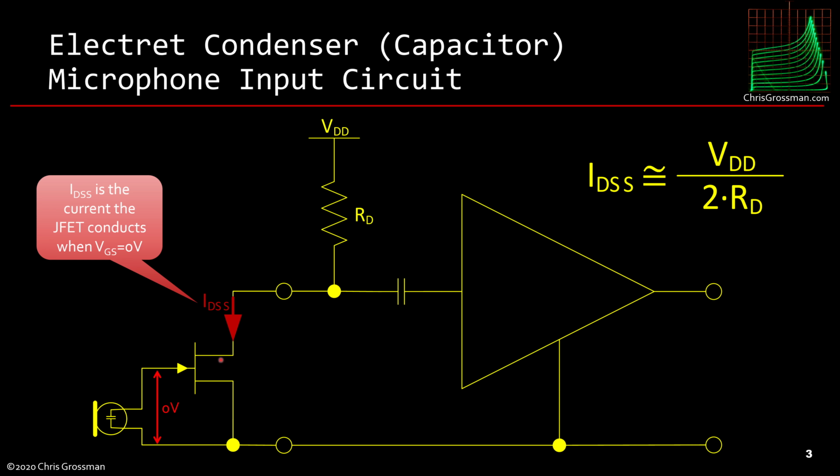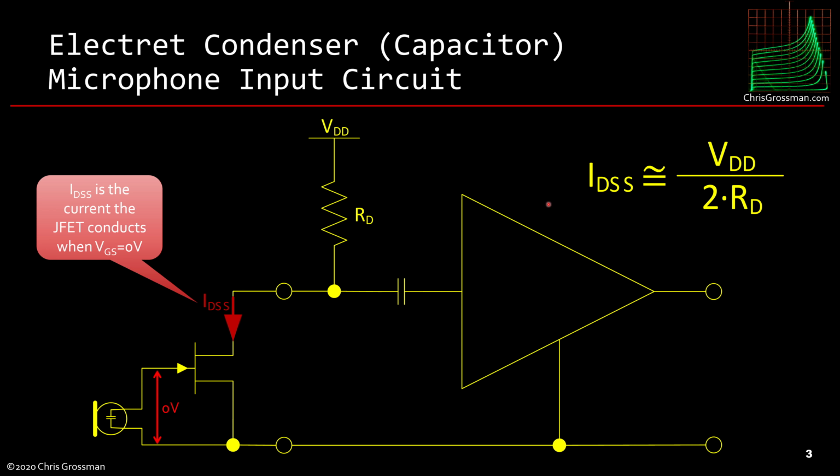At 0 volts, this FET is going to draw some current, IDSS, which is basically the drain current with the gate voltage at 0. And ideally, you want this IDSS to be VDD over 2RD.